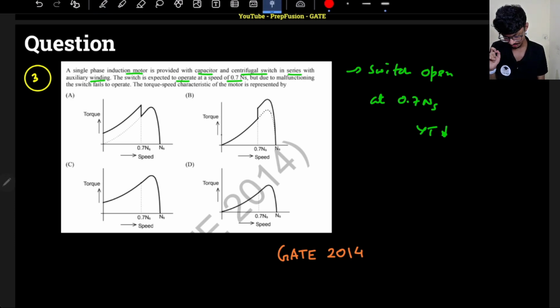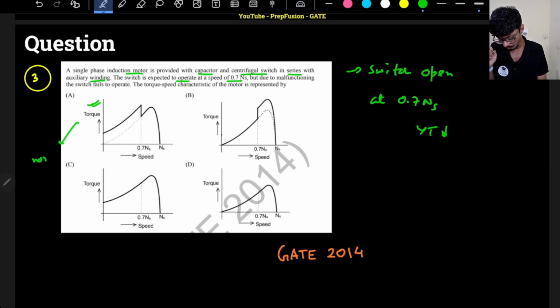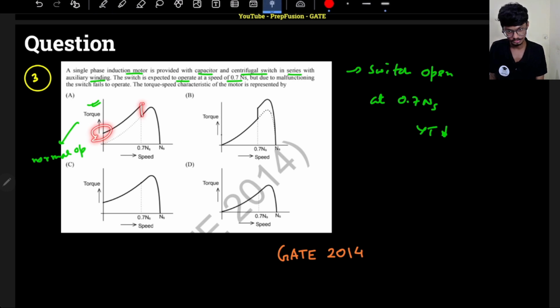So the normal operation will be a graph something like this, right? This we have already seen. This will be the graph for normal operation where at starting the torque will be very high, and then suddenly here the torque will reduce, because the switch has opened. Then only the main winding torque will be there.